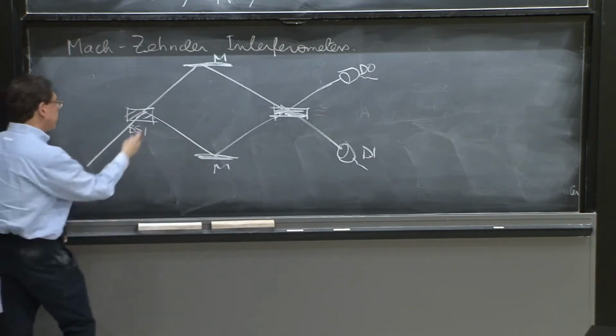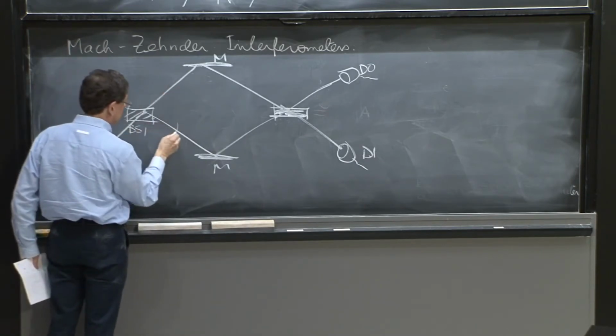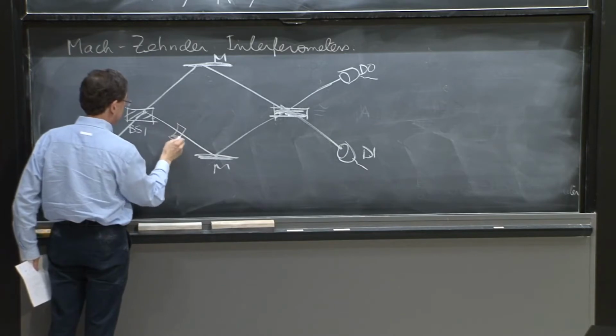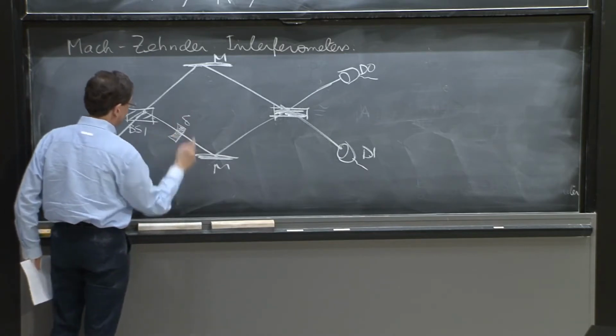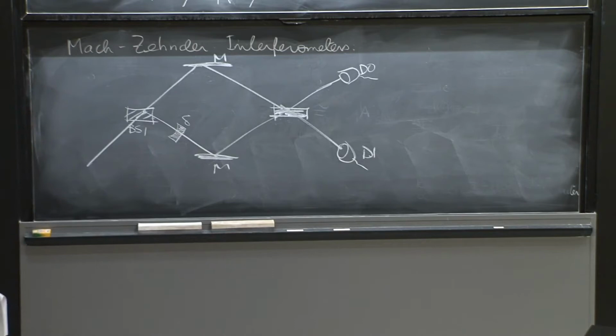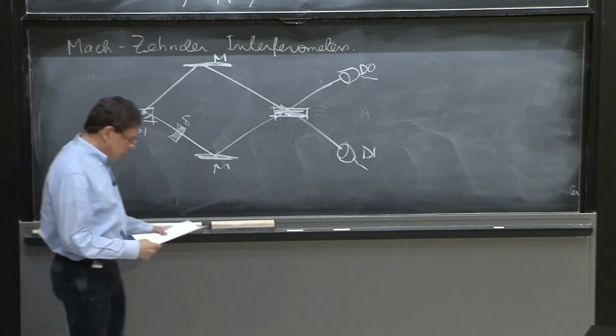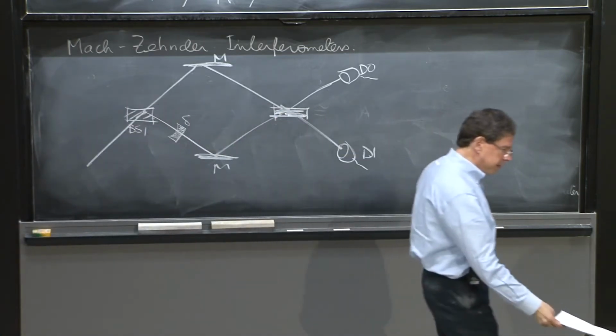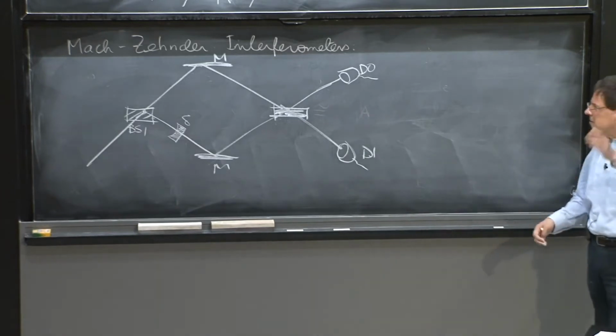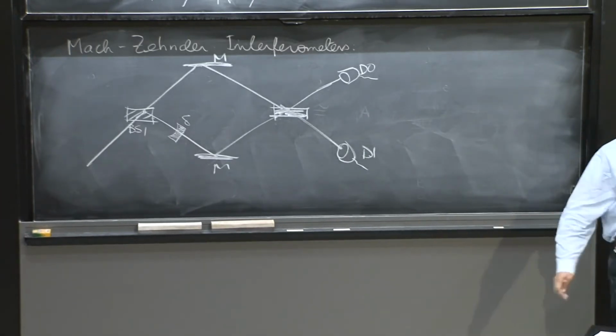We could put here any kind of devices in between. We could put a little piece of glass, which is a phase shifter. We'll discuss it later. But our story is a story of a photon coming in and somehow living through the interferometer.